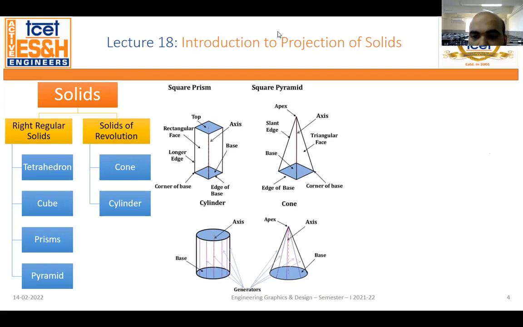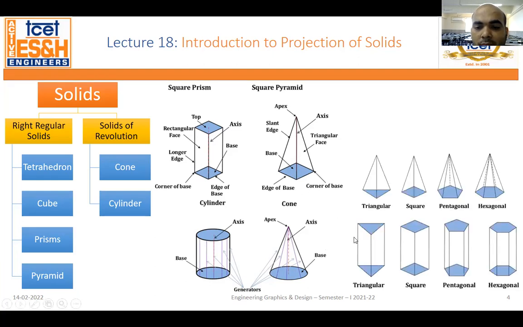Are there generators in a square pyramid? No. Generators are not placed in any other type of solids other than a cylinder and a cone. Okay, other than a cylinder and a cone, you don't have a generator anywhere else. Generators will always be present in the cylinder as well as the cone.